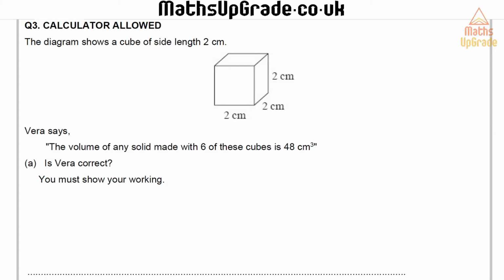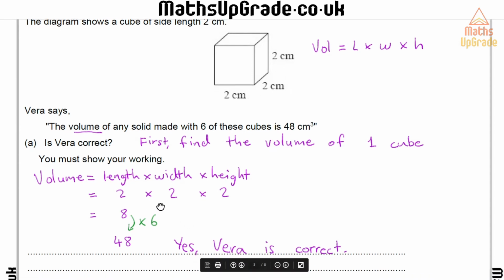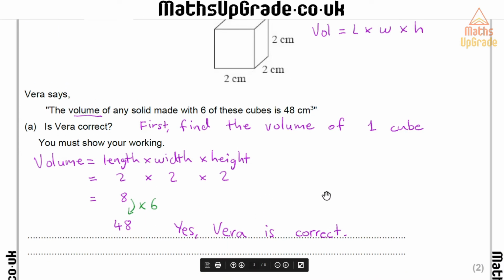So first of all, I'm going to find the volume of one cube. Then when I find the volume of one cube, I can find the volume of all 6 cubes. To find the volume of one cube, I need to remember the volume is given by the length times the width times the height. So 2 times 2 times 2 is 8. Since there's 6 cubes, 8 times 6 is 48. So yes, Vera is correct.